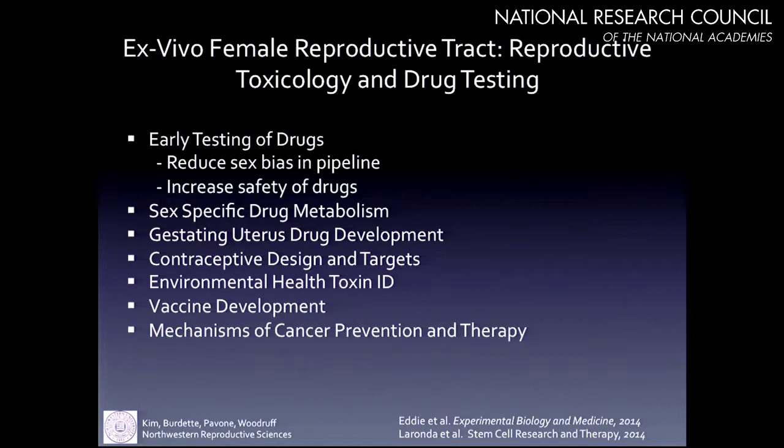There are sex-specific drug metabolism capabilities. We can also study the gestating uterus for drug development. We can also use such models for contraceptive design and targets, and to really show that it's not causing an abortion per se, but preventing ovulation. We can also use this system to study vaccines, and I'll show you later on, potentially use it for studying mechanisms of cancer prevention and therapy.